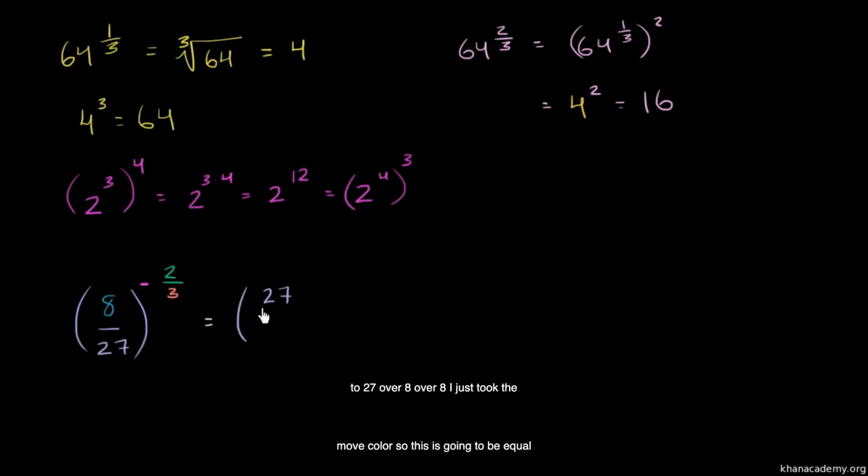So this is going to be equal to 27 over 8. I just took the reciprocal of this right over here. It's equal to 27 over 8 to the positive 2/3 power. Notice, all I did was get rid of the negative exponent and take the reciprocal of the base. 8 over 27 is the base, negative 2/3 is the exponent.